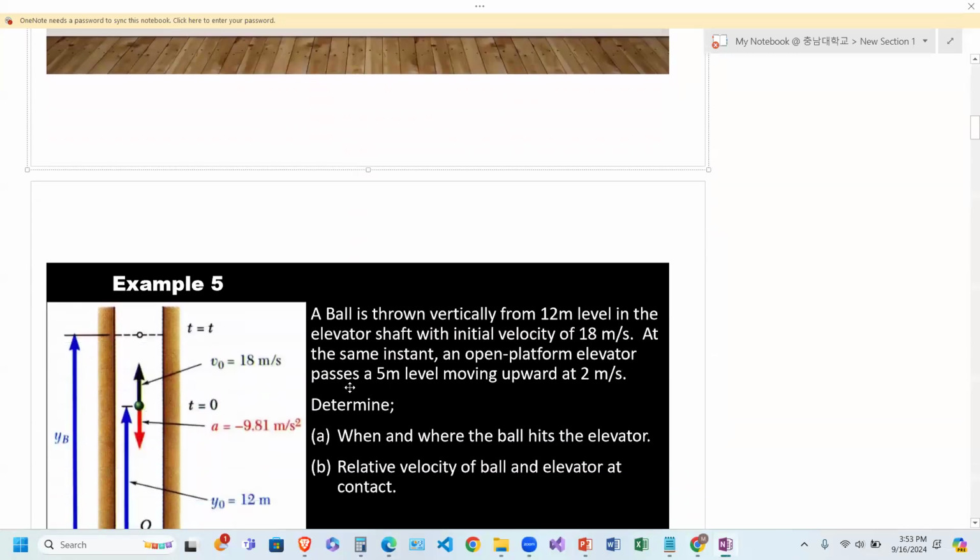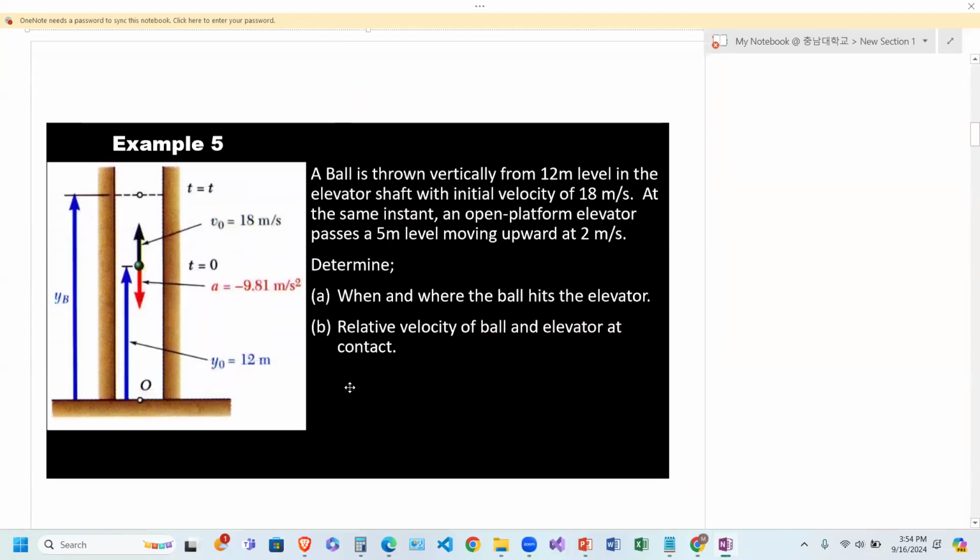Now, let's look at an example. Remember, there's a video that we are supposed to watch, which will be talking about relative velocity and acceleration in linear motion.